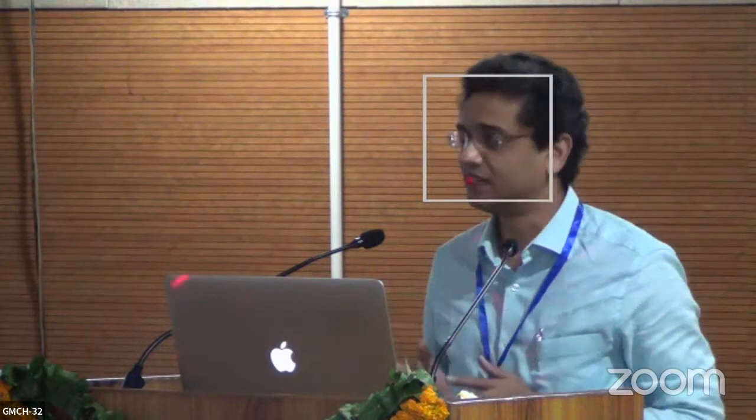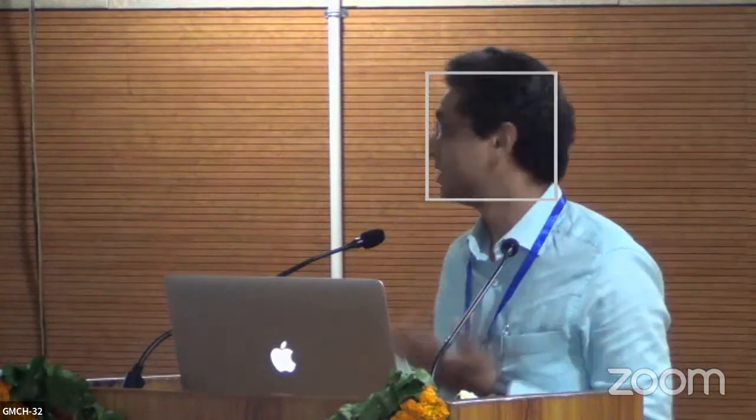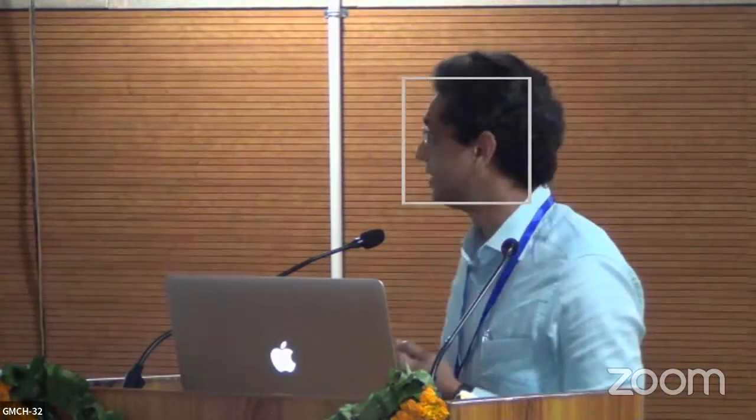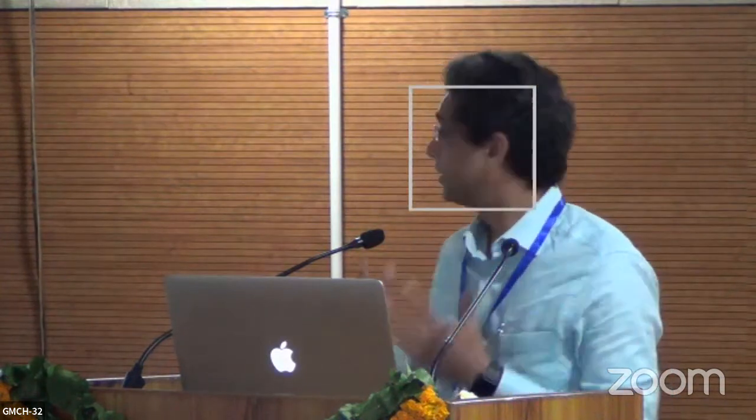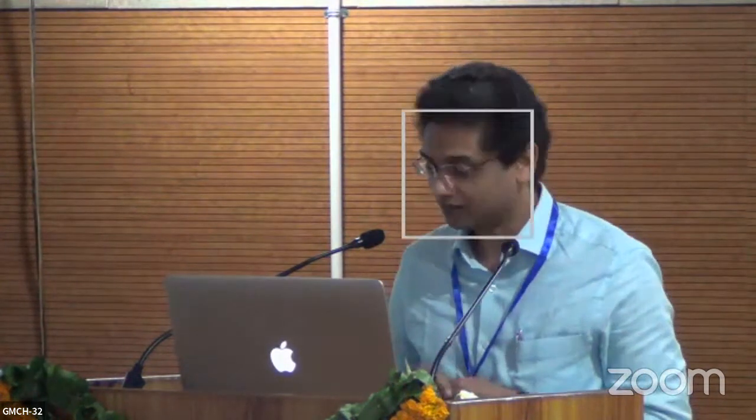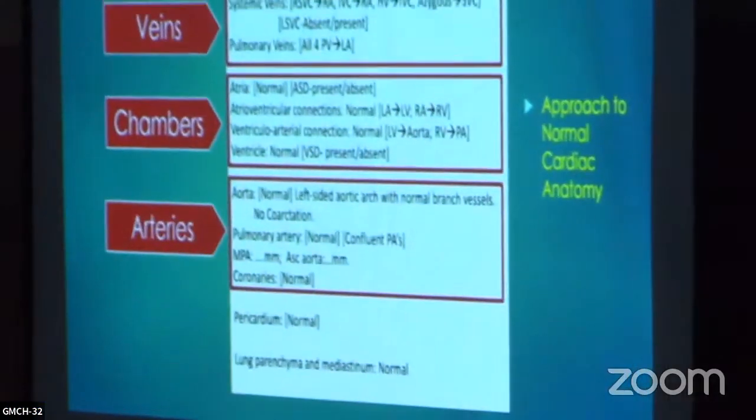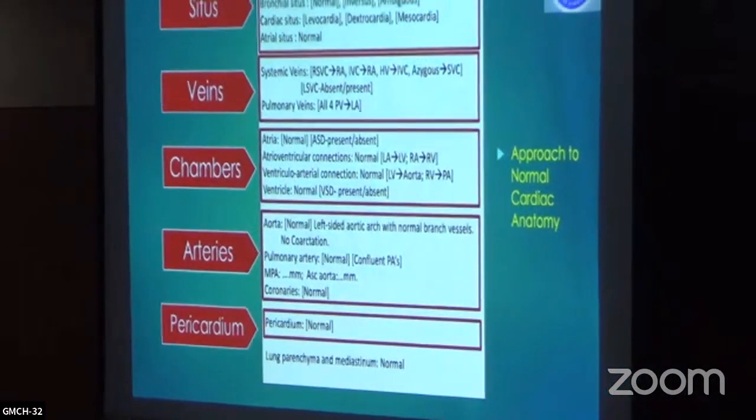Whenever we are beginning to learn something, it's best to have a template, a checklist. This is the checklist that I use in my institute. We will look at it in certain segments. The first thing we're going to evaluate is the situs. Then we'll move on to the veins that bring blood into the heart. Then the chambers of the heart specifically. Then the arteries, which take the blood away from the heart. And then we'll finish off by looking at the pericardium.